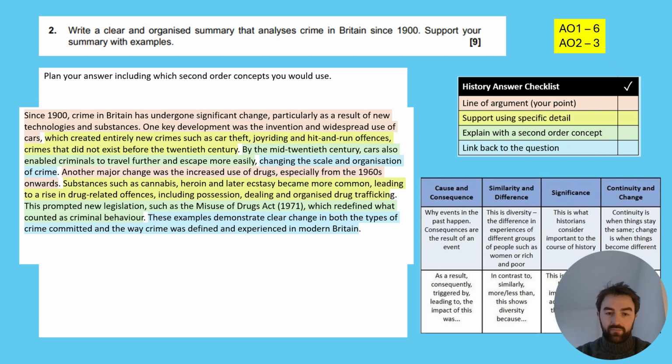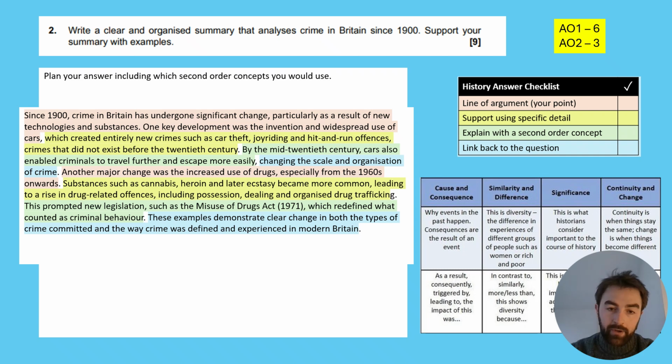Here we go. Now, this might be structured a little bit differently to what you might be used to, but it does actually hit off all 4 of those steps. And as long as you hit off those 4 steps in your paragraphs on the 9 marker, you're sure to succeed. Now, if I read through this, you'll see how the author has done that.